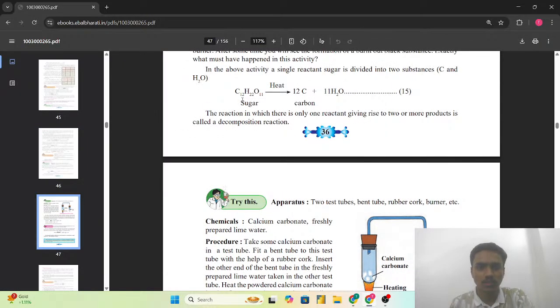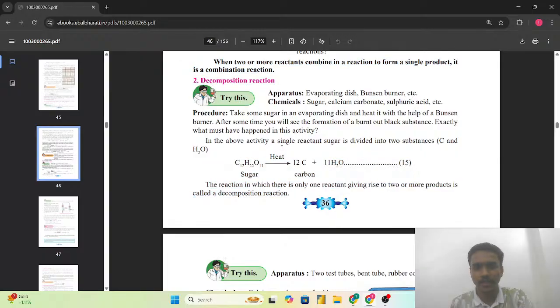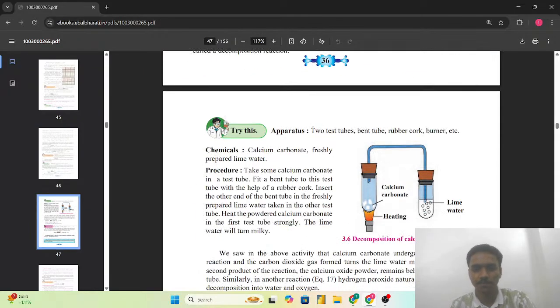We studied the example of sugar, which when heated forms carbon and water. As we can see, 12 atoms of carbon and 11 molecules of water are formed in this chemical reaction. So here one single reactant gets broken down to form two or more products, and that type of reaction is called a decomposition reaction.